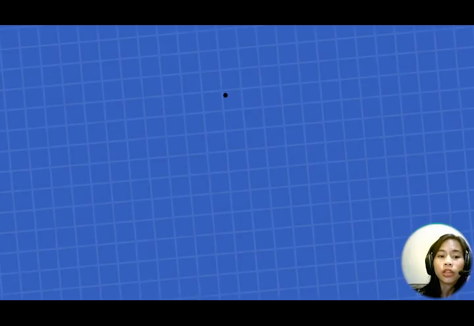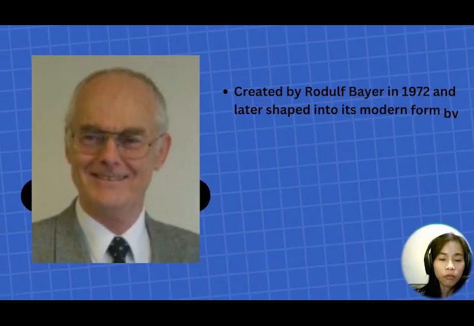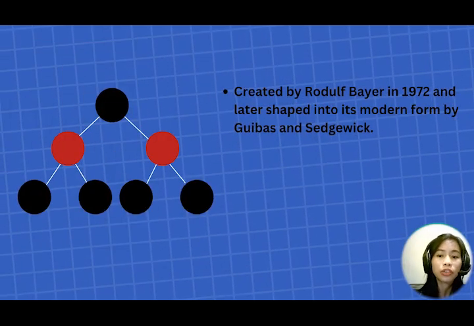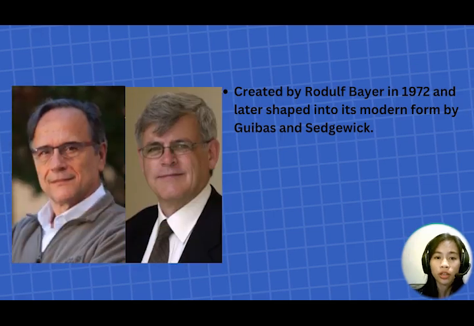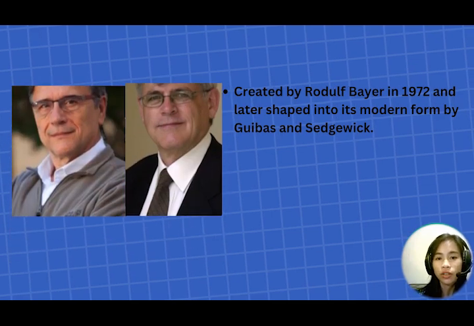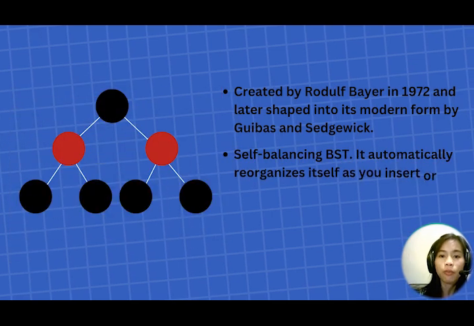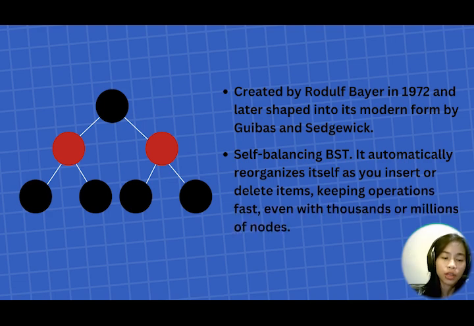The red-black tree was originally introduced by Rudolf Bayer in the 1970s and later refined by Guibas and Sedgewick. Red-black trees are also a type of balanced binary search tree. They automatically reorganize themselves during insertions and deletions, keeping the tree's height in check and the performance consistent.